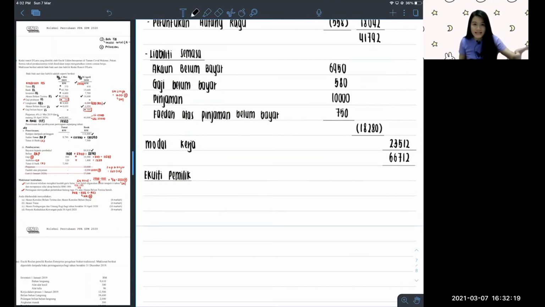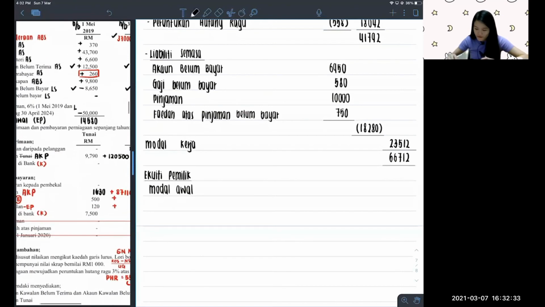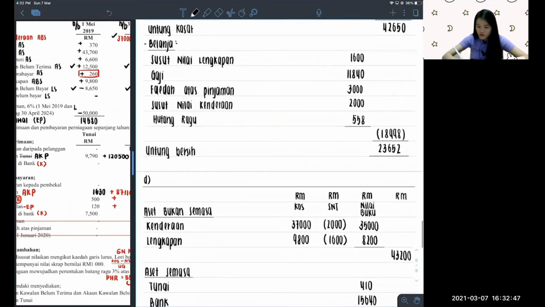Don't use the perkongsian syndrome, okay? So perkongsian is a different one. Here is the usual pelarasan way of doing PKK. So you should go back to normal already. We have to start from modal awal. That is the first thing you found just now. Modal awal answer is 14,580. We found it together. A minus L. Tambah untung bersih. Untung bersih, yeah, get from your part C. Untung bersih is 23,652.